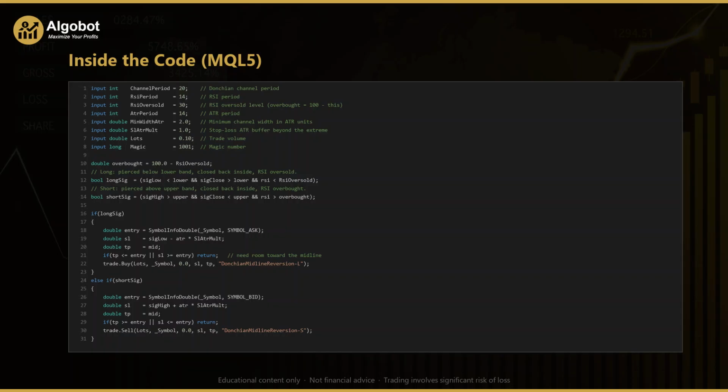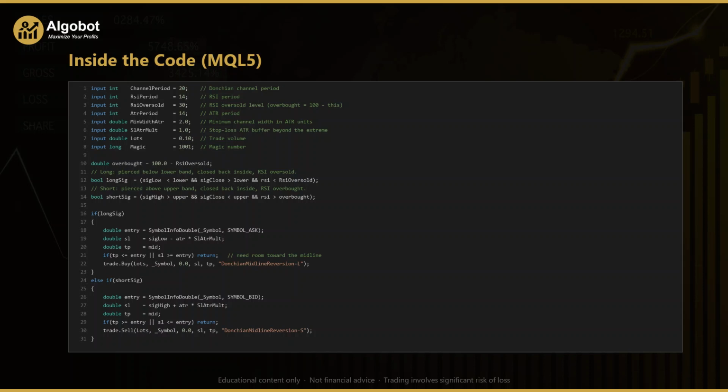Now look at the two signal lines. The long signal is true when the signal bar's low dips below the lower band, its close finishes back above that lower band, and RSI is below the oversold level. The short signal is the exact mirror. The high pokes above the upper band, the close settles back below it, and RSI is above the overbought level.